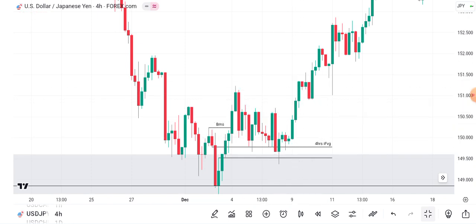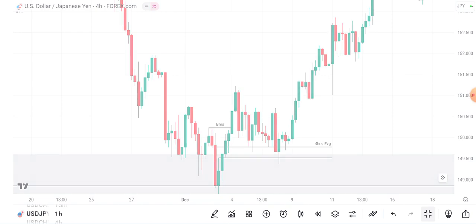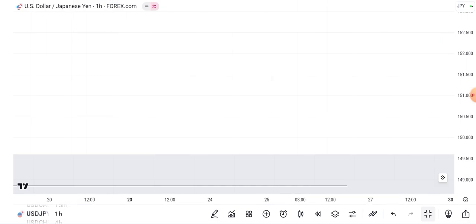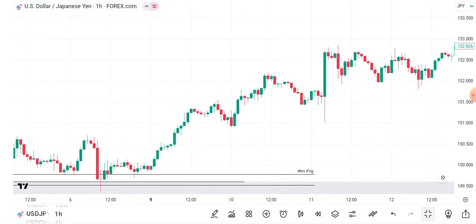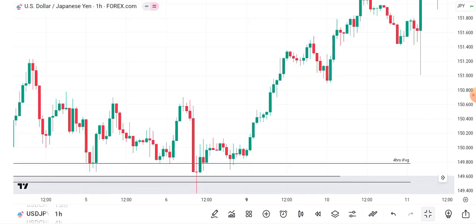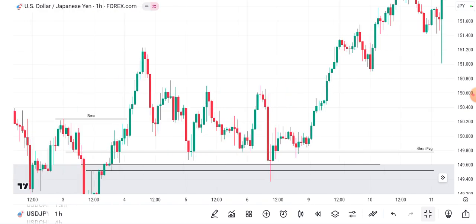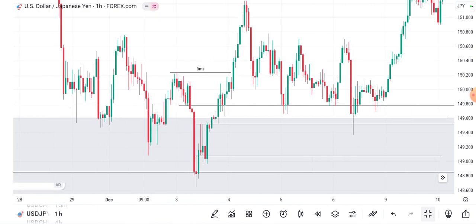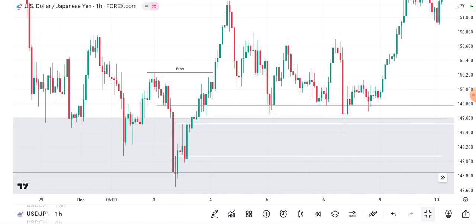So on the 1 hour time frame, is there anything that could help us do this better? Let's check. Now, what can we see here? We can of course see a 1 hour fair value gap here that was invalidated by price higher. So this area was a 1 hour inversion fair value gap.